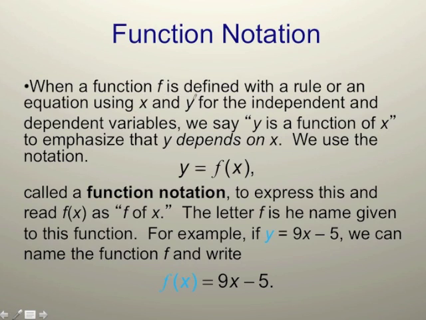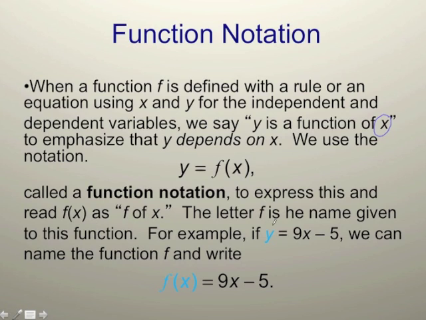When we're talking about functions, we use function notation. A function f is defined by a rule or an equation using x and y for the independent and dependent variables. We say y is a function of x because we start with x. It's the independent variable. We can pick anything in the domain for x, and that gives us a y. That means that the y depends on what x we use. We use the notation y equals f of x. This is called function notation.